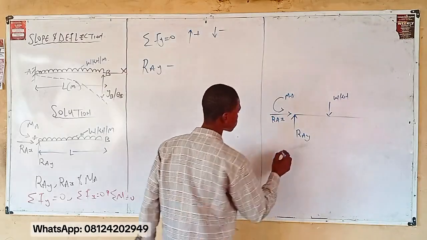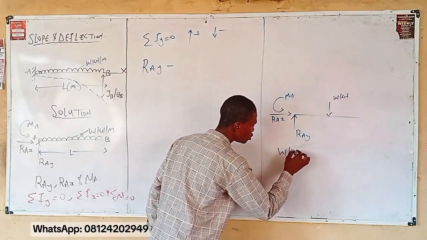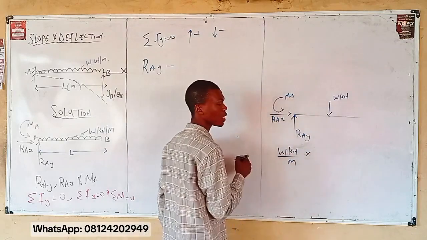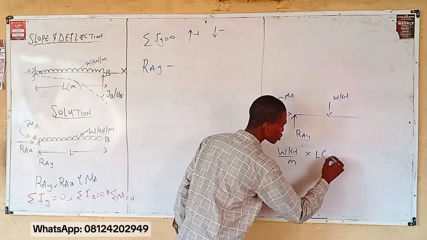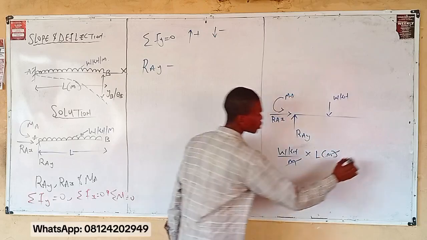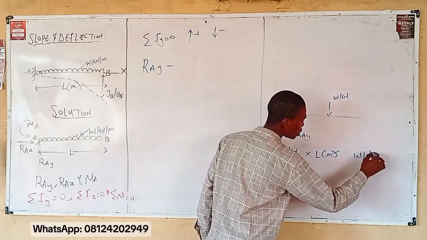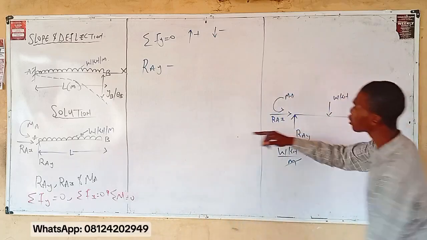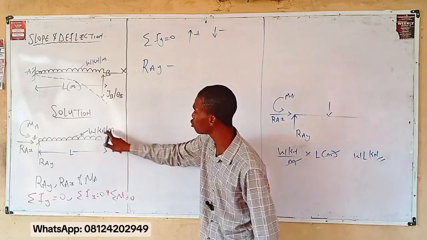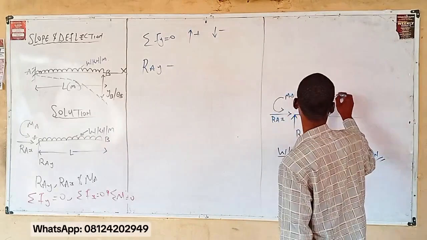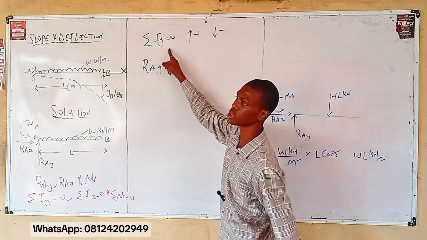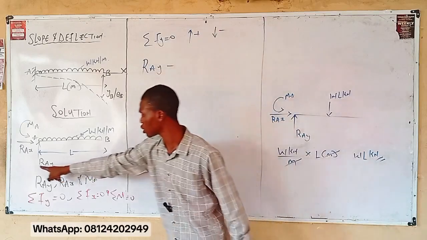The intensity there is what? W kilonewton per meter, right? What is the length this UDL covers? L. And it is measured in what? Meter. Meaning that meter cancels meter. Then what do you have? WL kilonewton. So by the time we convert that UDL to a point load, the intensity, which was W kilonewton per meter, becomes WL kilonewton.